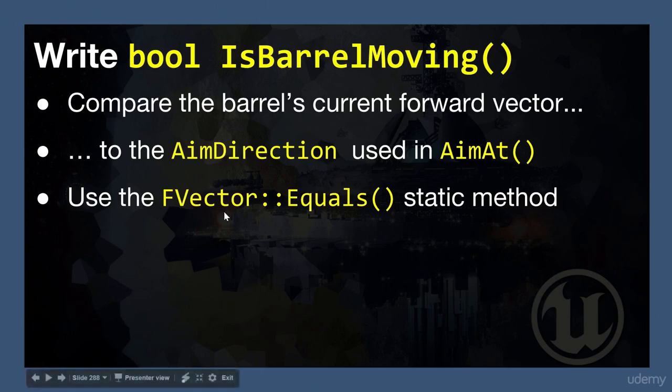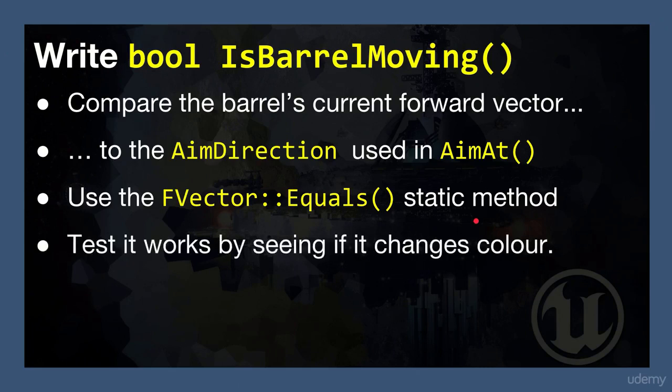for us. We'll take one FVector, like the barrel's current forward, we'll say dot Equals, and then inside the Equals there are two parameters. One is the other vector, and then the other is the tolerance. And I'm going to use 0.01, just for a small number. Anyway, test that it works by seeing if it changes the color of the crosshair.